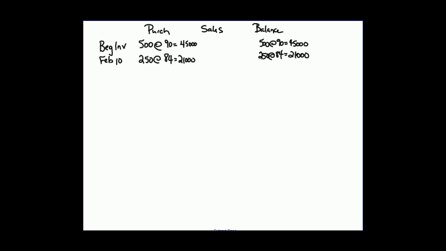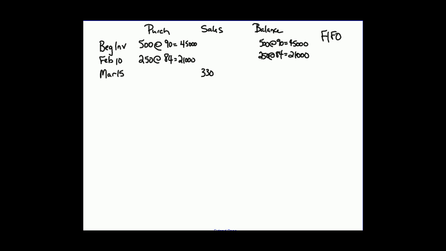Now the next transaction that happens is on March the 15th, and it's a sale, and we're selling 330 units. Now when we look at the balance column, we have 2 different groups of units that are available for sale. Units that cost us $90 a piece, and units that cost us $84 a piece. We have no way of knowing which units we actually sold, so the company has to make a decision about what inventory costing method they're going to use. This time we're going to use the FIFO method, first in, first out.